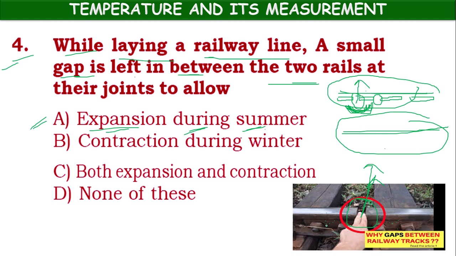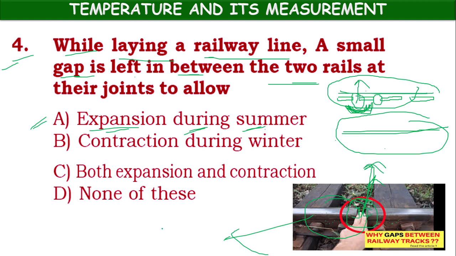It will be under the sunlight. So in the summer season, when the temperature is very high, because of that high temperature, this iron rail will expand. It will undergo thermal expansion. When it expands, if there is some gap, then this gap will be covered.